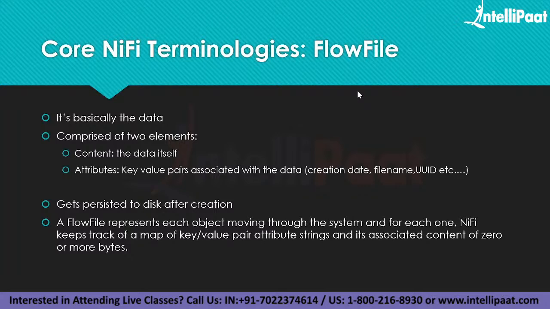So it's about the data, actual data, and it includes two elements. Primarily, it is the data itself, the content, and key value pairs, the attributes, what it is. So, for example, data would have the file name, it would have the creation date, maybe UUID, whatever that it has got. So it's about attributes of this data. So you have got plain pure data and its attributes. So that's what the flow file is all about.